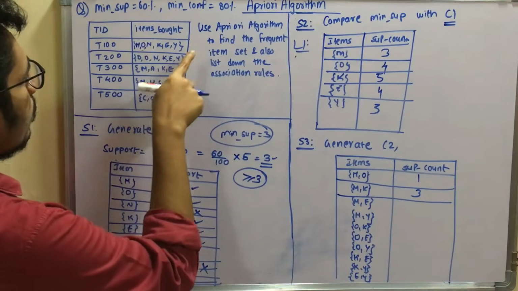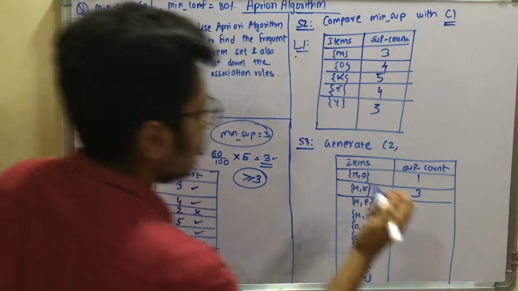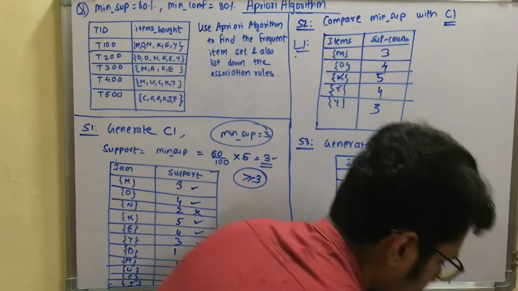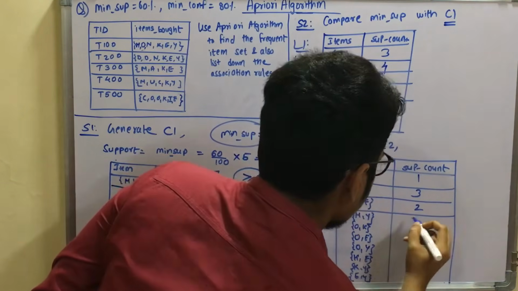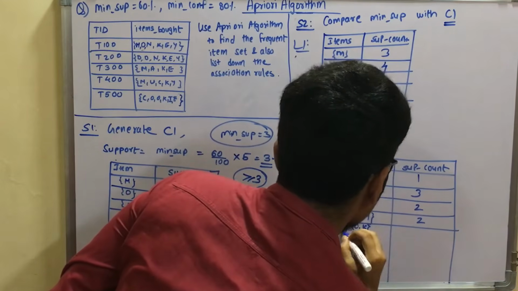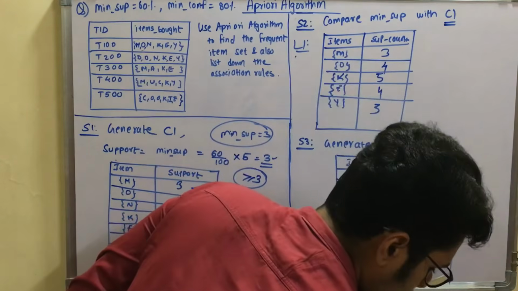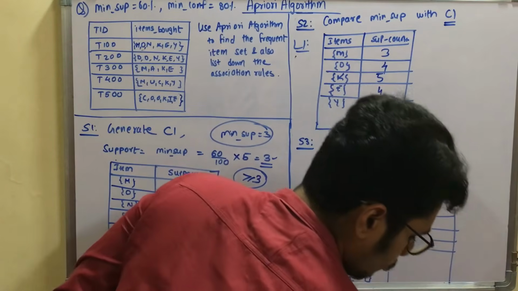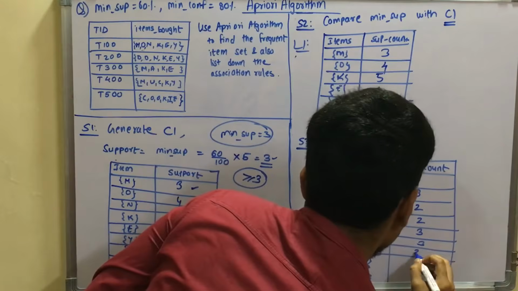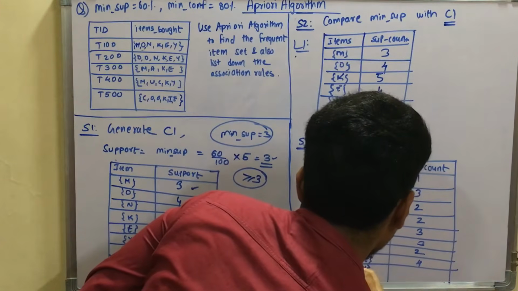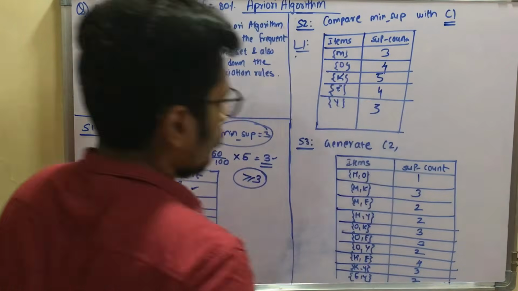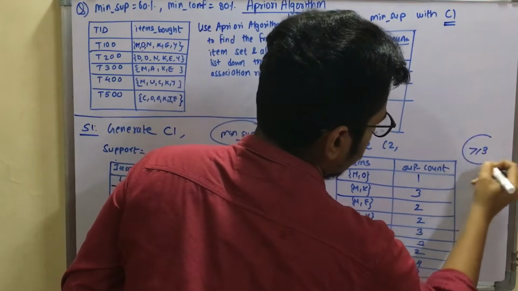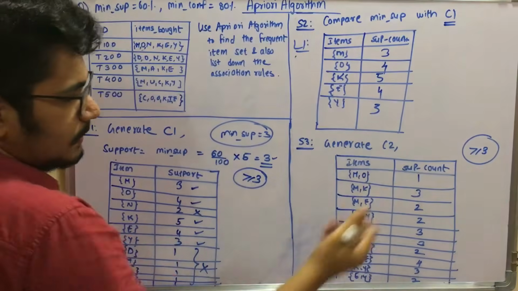Then ME is there, 1 and 2, yeah, 2 times. So likewise I have this table again, so I'll just fill these values. So it will be here 2, it will be 3, then it will be 3, and it will be 2, 4, 3, 2. So it will be 2, 4, 3 and 2. And so we do the same thing like here, we compare greater than or equal to 3, that is the minimum support, we just compare.